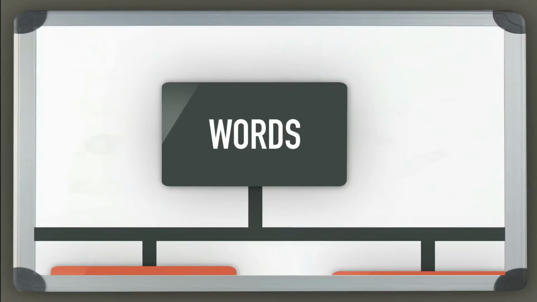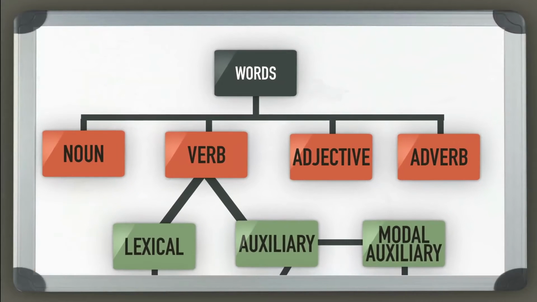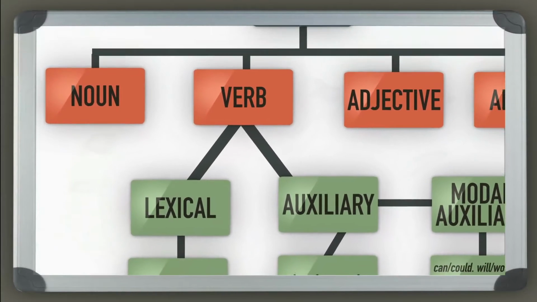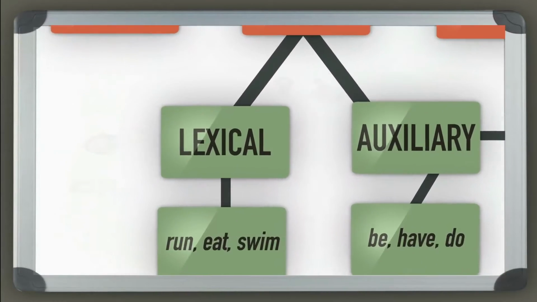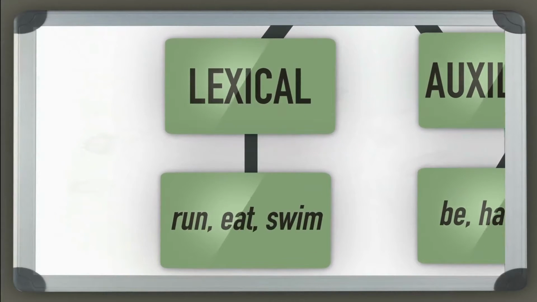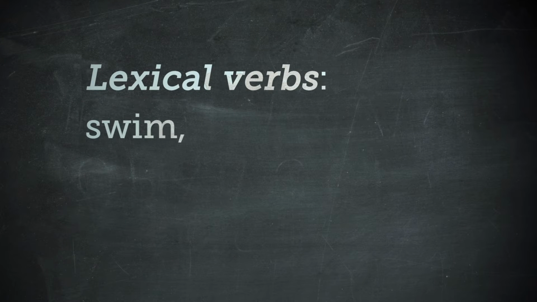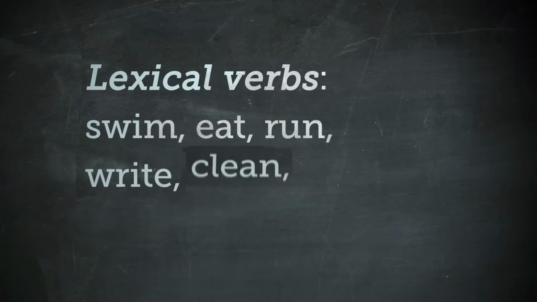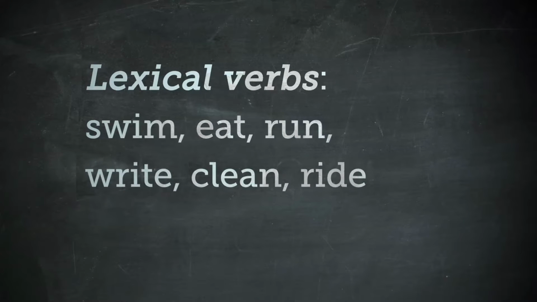Verbs are perhaps the most important class of words. Many of them are doing words, though not all of them. In this video, we will look at how we can distinguish different kinds of verbs. First, there are lexical verbs that typically denote some activity, such as swim, eat, run, write, clean, ride.